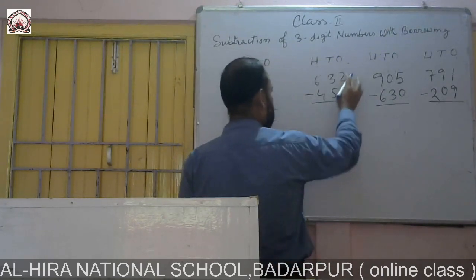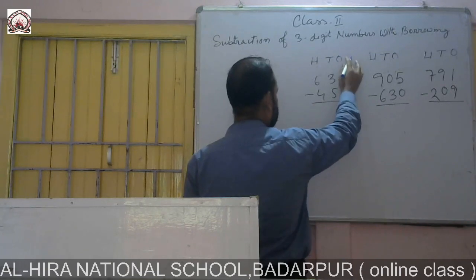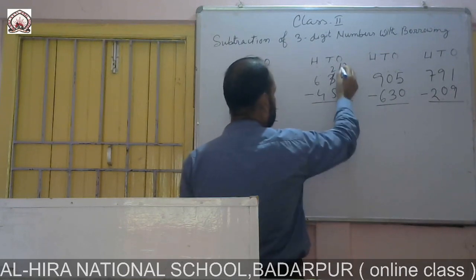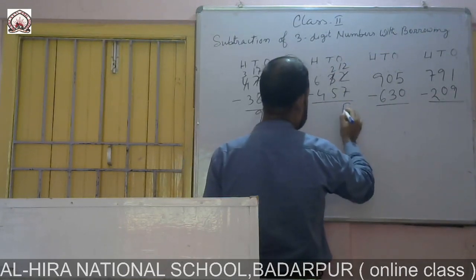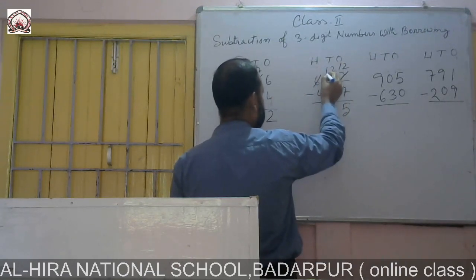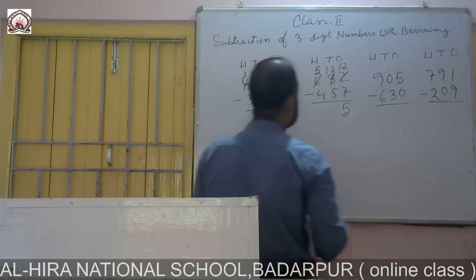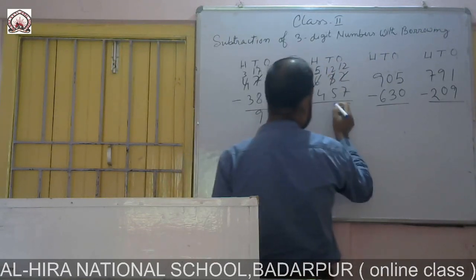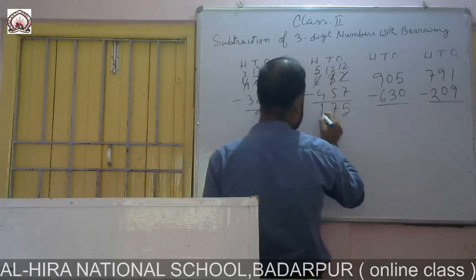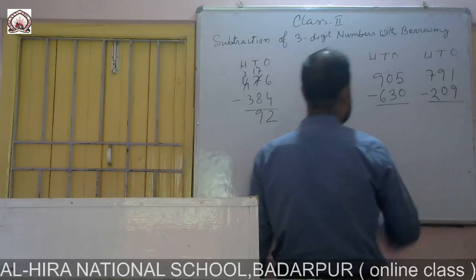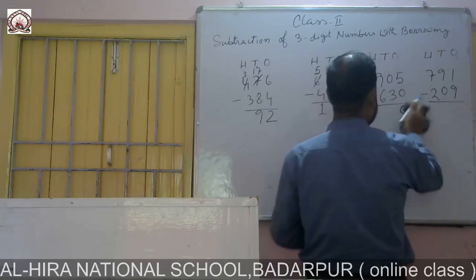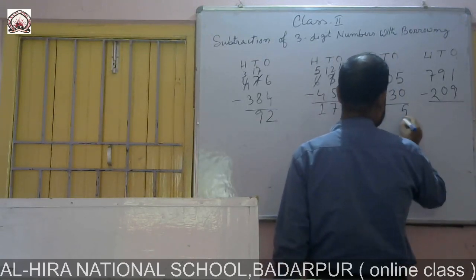Next, there 2 minus 7 can't, then borrow 1, then there is 12 and there remain 2. 12 minus 7 is equal to 5 and there 2 minus 5 can't, then borrow 1, then there is 12 and there remain 5. 12 minus 5 is equal to 7 and 5 minus 4 is equal to 1. 175. Next, 5 minus 0 is equal to 5. 5 minus 5 is equal to 0.